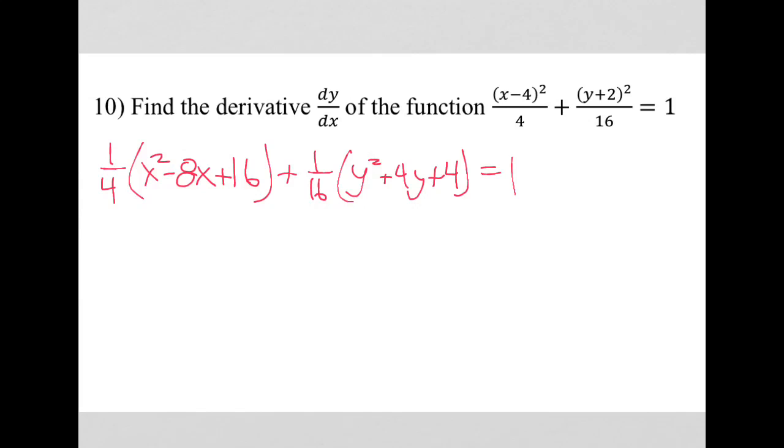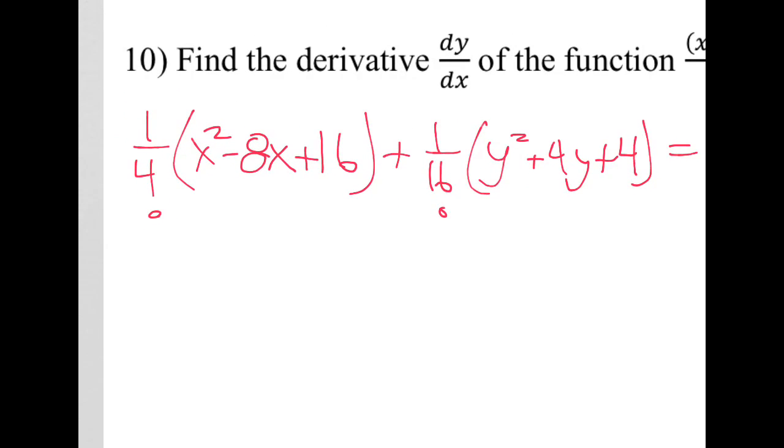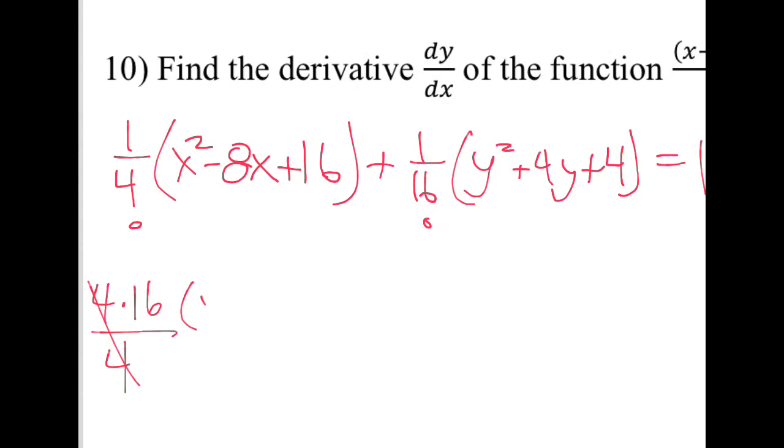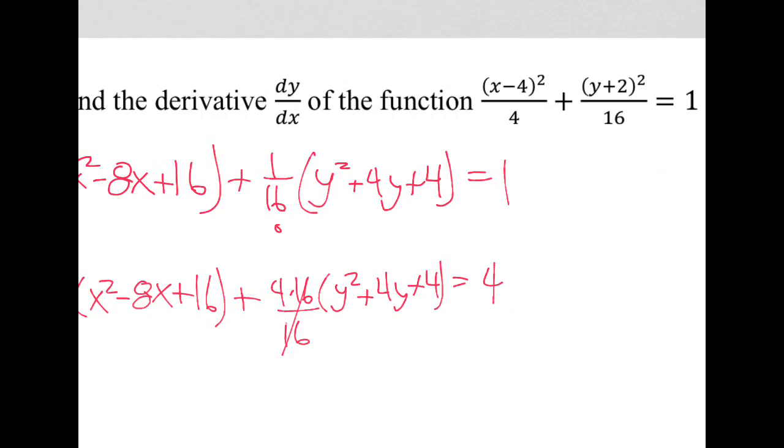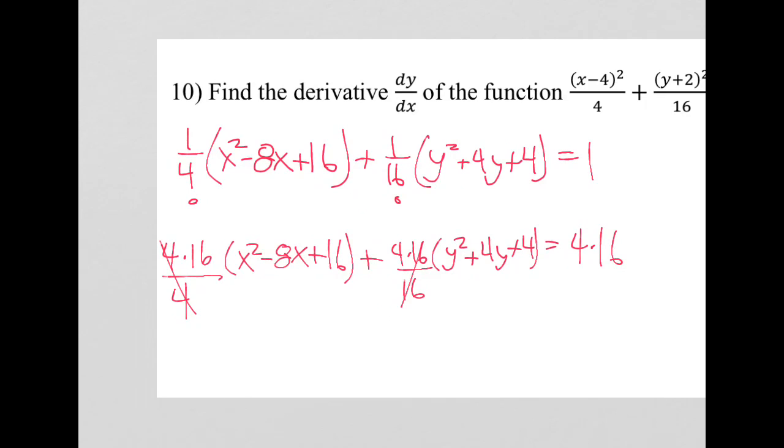And now I'm going to multiply by each of these denominators multiplied together. So 4 times 16 is 64, because think about what happens if I multiply everything by 4 times 16. Well, on the left I get 4 times 16 over 4, and my 4's cancel, times x squared minus 8x plus 16, plus 4 times 16 over 16, where my 16's cancel, times y squared plus 4y plus 4 equals 1 times 4 times 16. And I'm actually just going to leave it written like that.